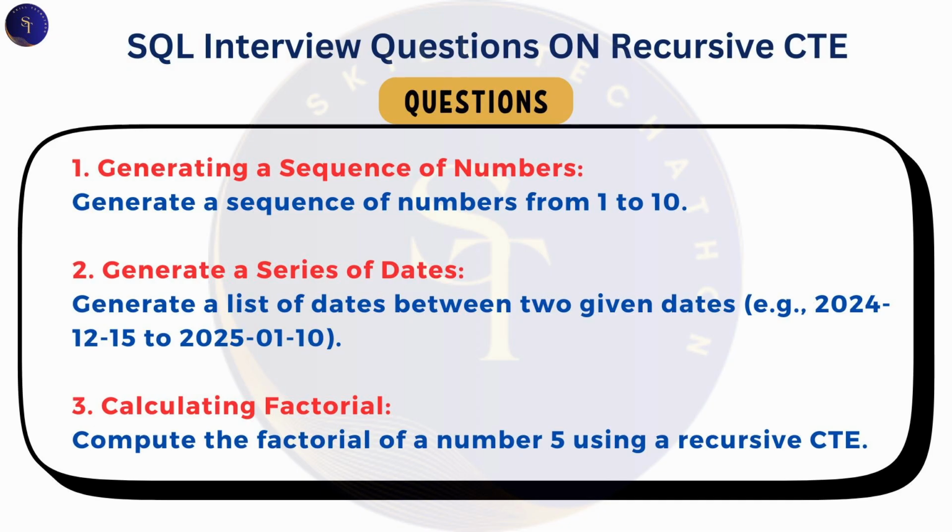So we'll be solving three questions. First one is generating a sequence of numbers. So we are going to generate a sequence of numbers between 1 and 10 using Recursive CTE. We'll also look into how to generate a sequence of even numbers and odd numbers as well.